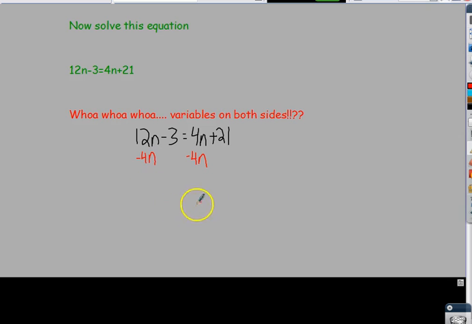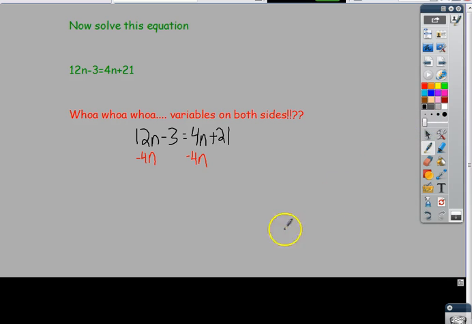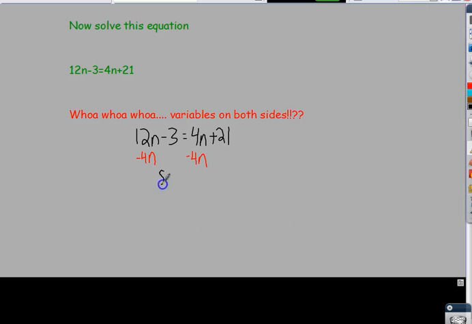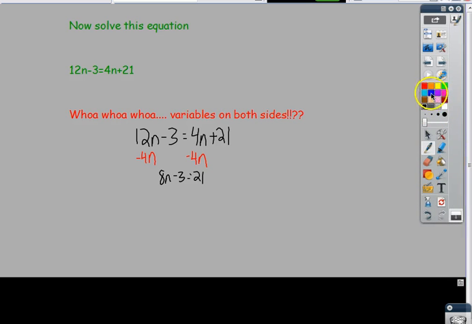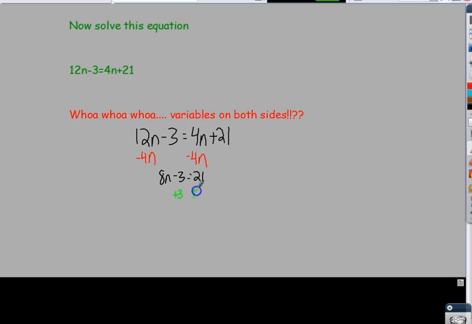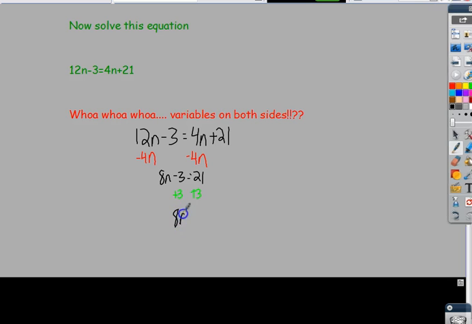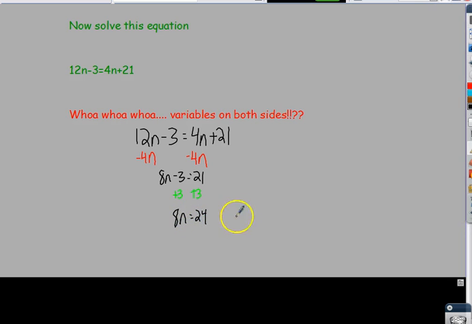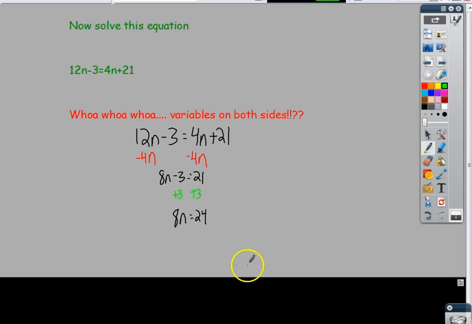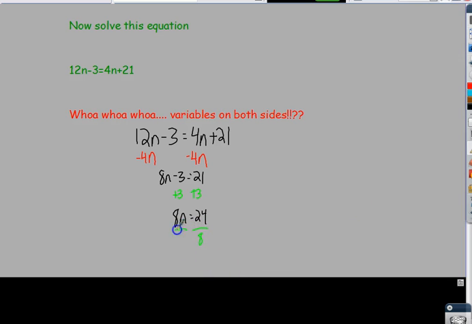What that means is I'm going to bring all my n's to the left side of the problem. Alright. So we get 8n minus 3 equals 21. Now, I go ahead and isolate it just like I did in the last problems, which means I'm going to be adding 3 to both sides. And then after I add 3 to both sides, I'm going to be dividing both sides by 8.